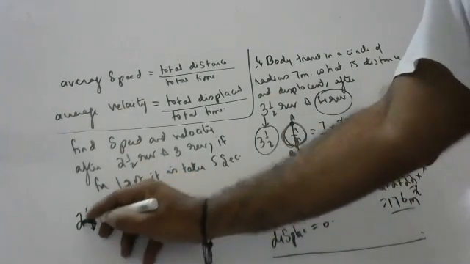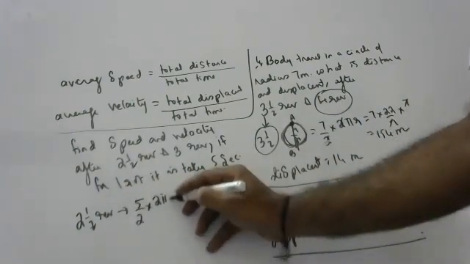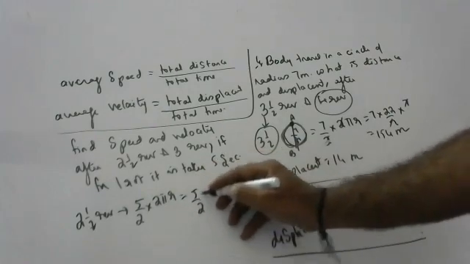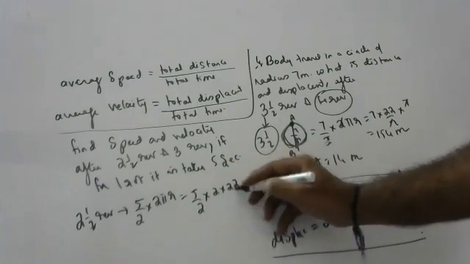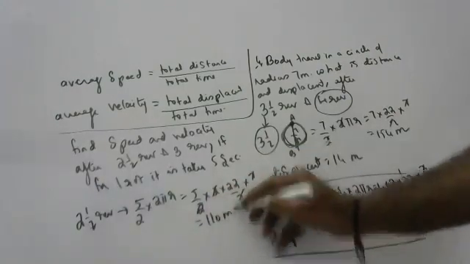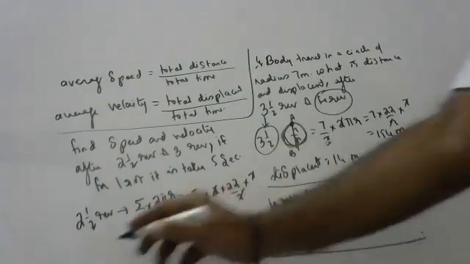2.5 revolutions is 2 full revolutions and then half, that is 5 by 2 into 2 pi r, which is the distance. So 5 by 2 into 2 into 22 by 7 into 7. The 7s cancel, giving 110 meters. In 2.5 revolutions, it will cover 110 meters. So, what is the speed, children?